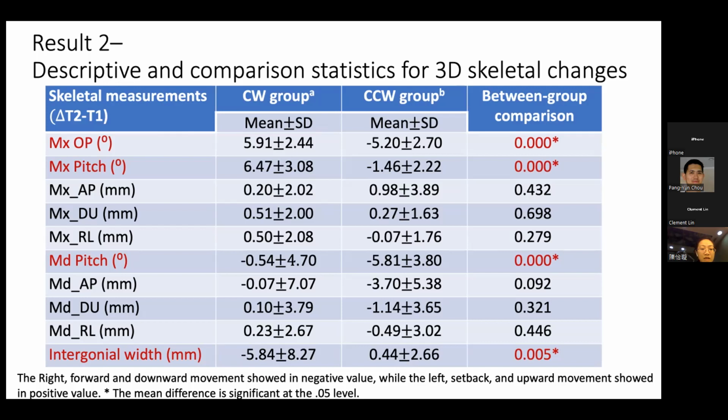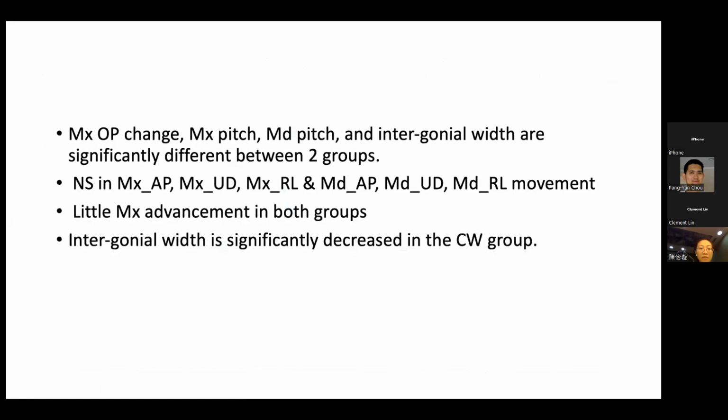As for the maxillary AP, down, up, right and left, and mandibular AP, down, up, and right and left translational movements, they are all non-significant between the two groups. We also found that the intergonial width is significantly different between the two groups. In the clockwise group, we can see a significant decrease in the intergonial width. And there is little maxillary advancement in both groups.